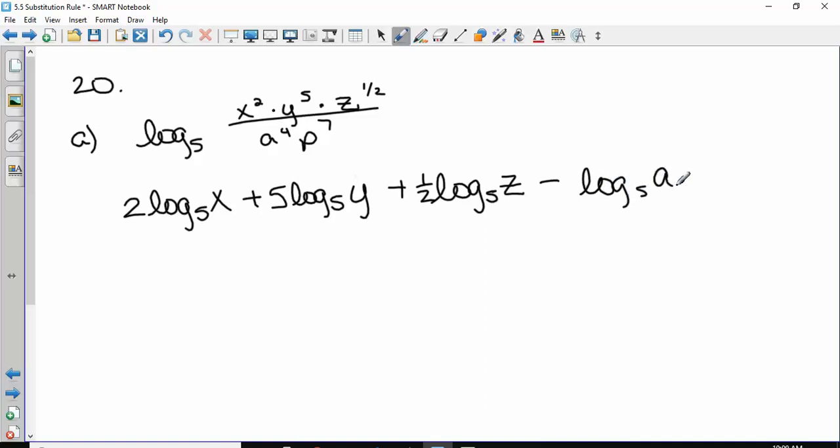So minus log base 5 of a, so the 4 comes down, minus log base 5 of p to the 7th, so the 7 comes down.